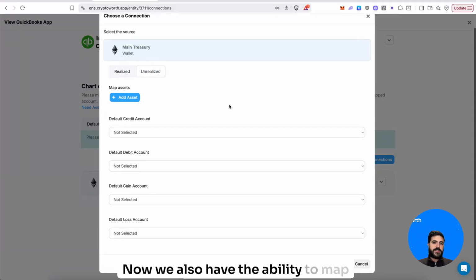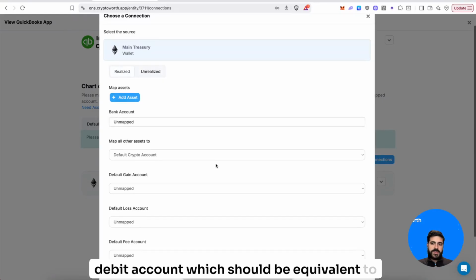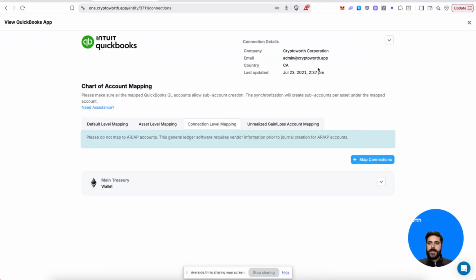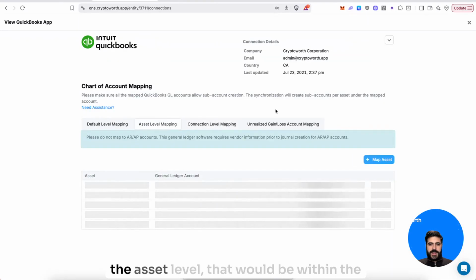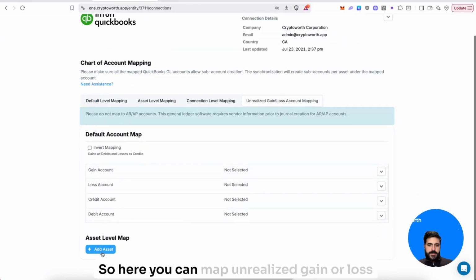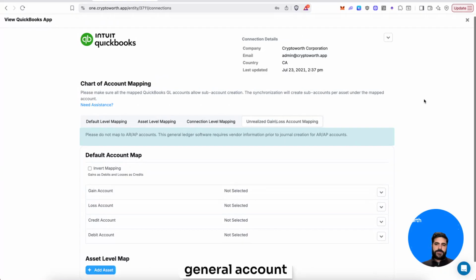Now, we also have the ability to map unrealized gain or loss at the connection, asset, or default level. So at the connection level, you can map your default credit and debit account, which should be equivalent to the default account within your wallet. And then the gain loss account would be the wallet level unrealized gain or loss account if you have that GL account in your external general ledger. If you want to map unrealized gain or loss at the asset level, that would be within the unrealized gain or loss account mapping section. So here you can map unrealized gain or loss at the asset level or at the default level. So this is a thorough walkthrough of your general account mapping options.